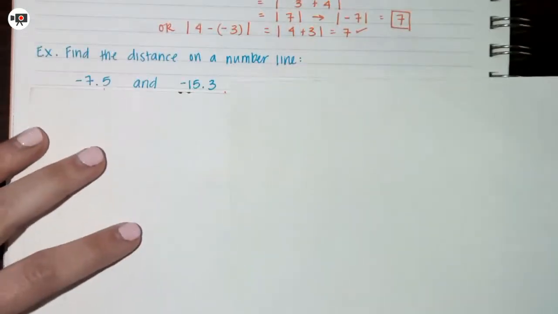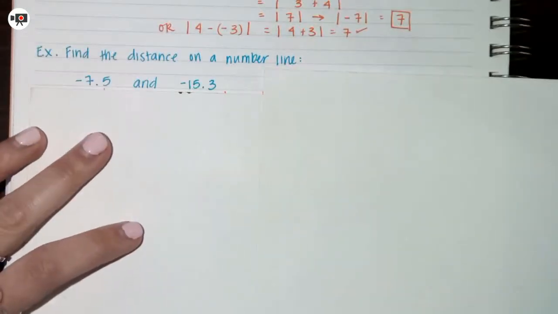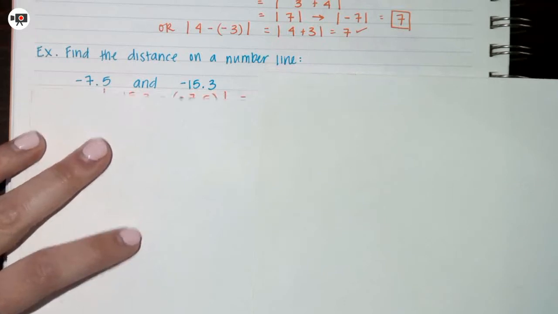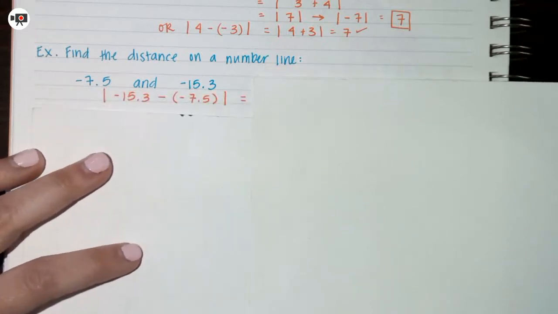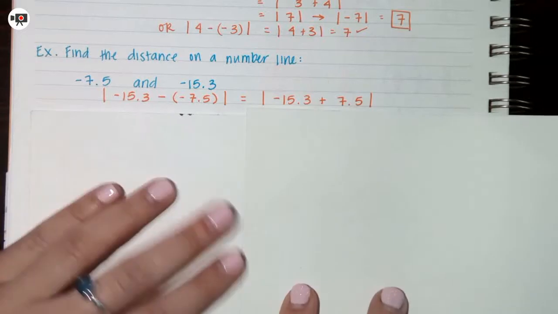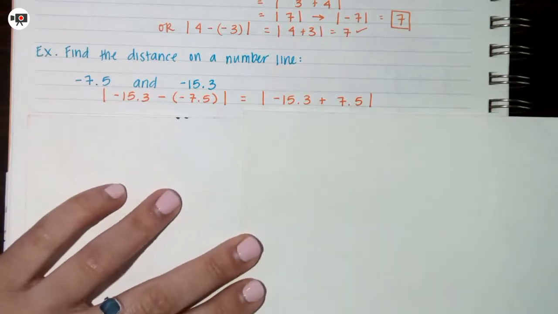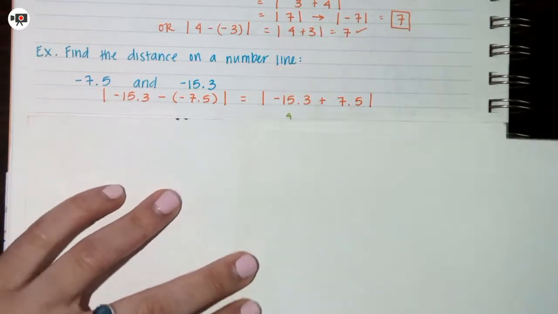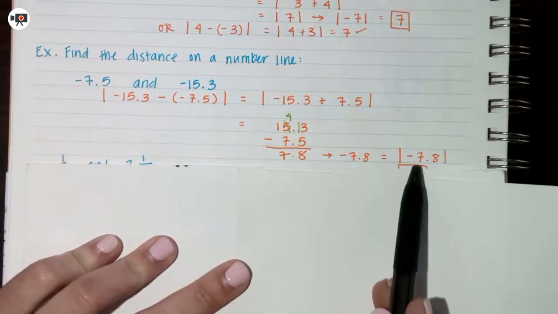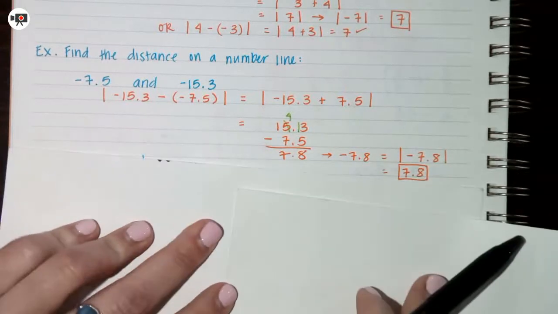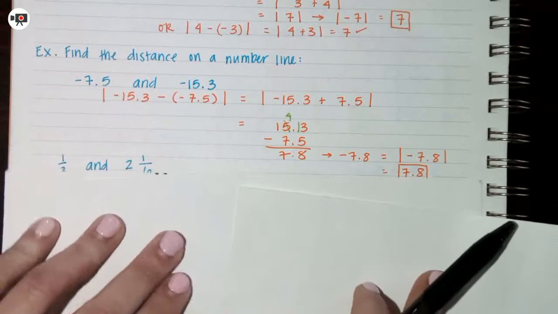So let's find the distance on a number line between negative 7.5 and negative 15.3. So I'm going to take the absolute value of the difference, and so that is negative 15.3 plus 7.5. So I'm going to find that difference, and it is the absolute value of negative 7.8, which is 7.8.